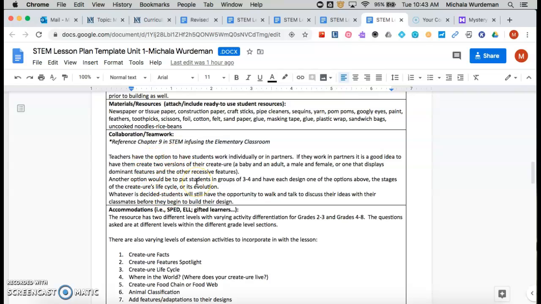Teachers have the option to either have them work individually or in partners, and then there were just some different options, like if you had them work in a group, they could make kind of a little family, like a baby and an adult, a male, female, just to get some different dynamics of their creature.